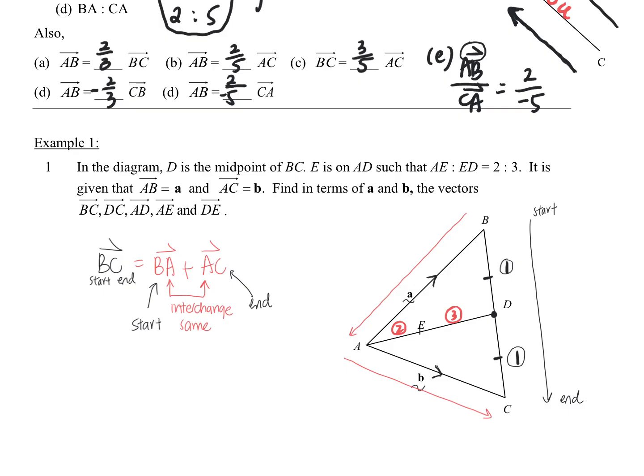So BA is -A. The vector BA is opposite direction of this, right? So it's -A, opposite. Then AC is as good as what I want, it's just the B. So my vector is just -A plus B. That's all.